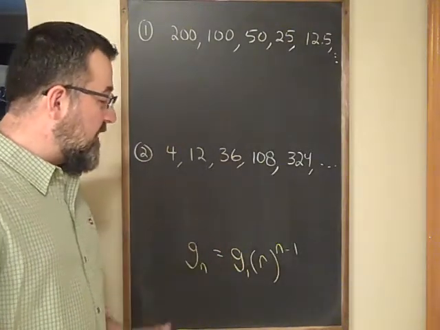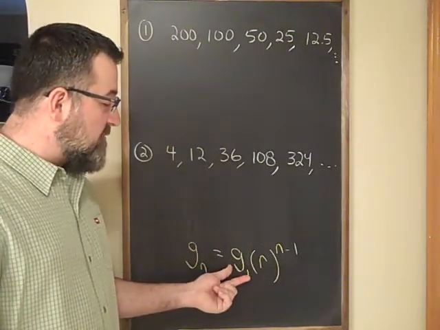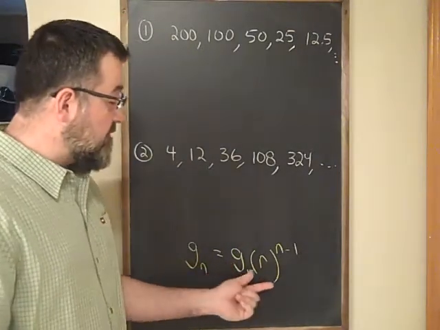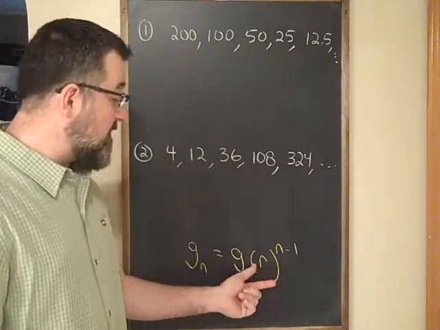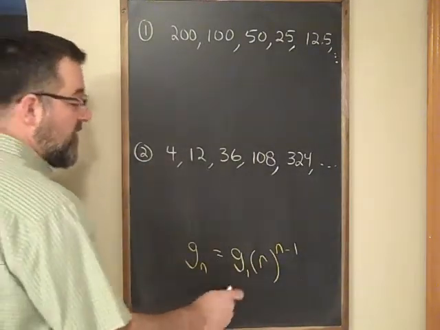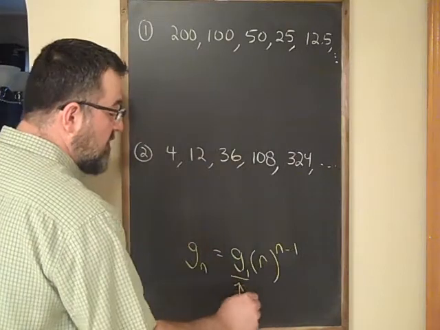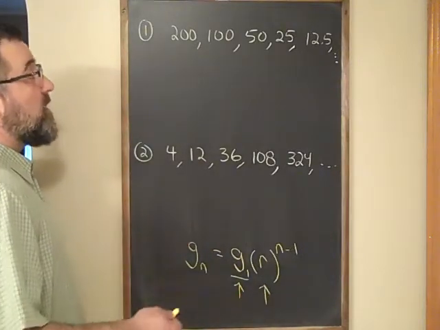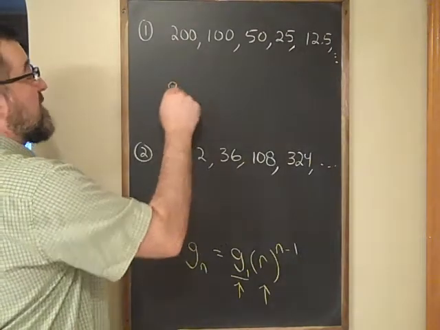I really don't like to think of it in such abstract ways, saying g sub 1. Call it what it is. It's the first term. That's r. Call it what it is, the constant ratio. So for both of these problems, we just have to identify the first term and the constant ratio, and we can write the formula. So let's get started.